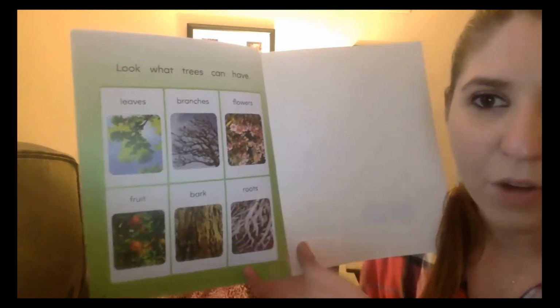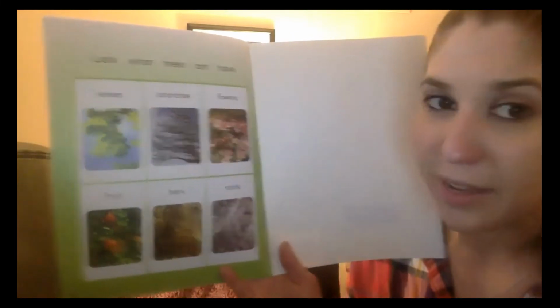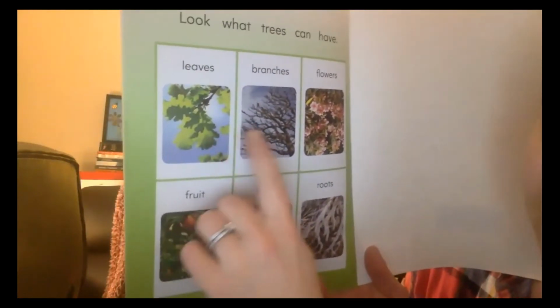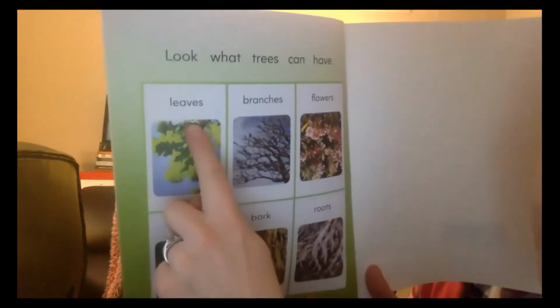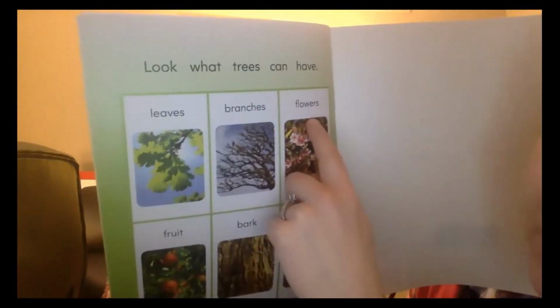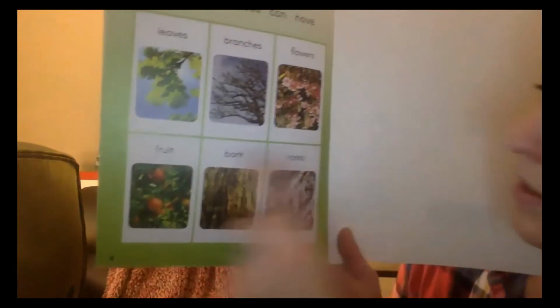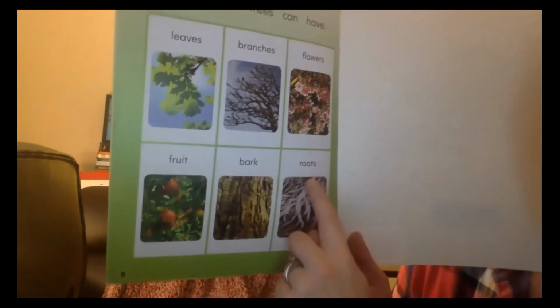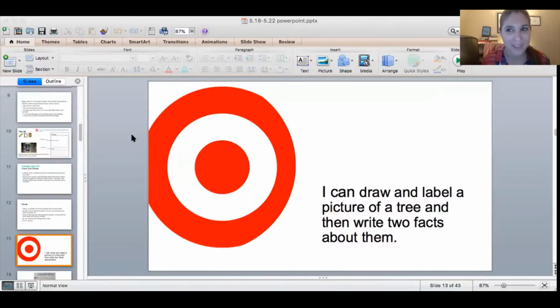And then instead of drawing a whole diagram of a tree, they took little pictures of it to show us all the different parts that trees can have. Trees can have leaves, branches, flowers, fruit, bark, and roots. Okie dokie.